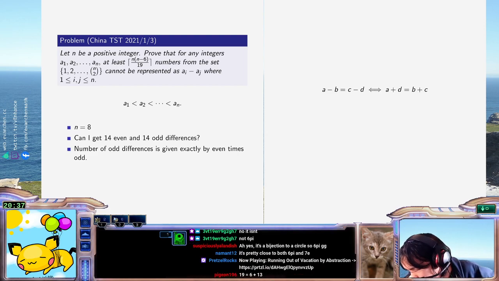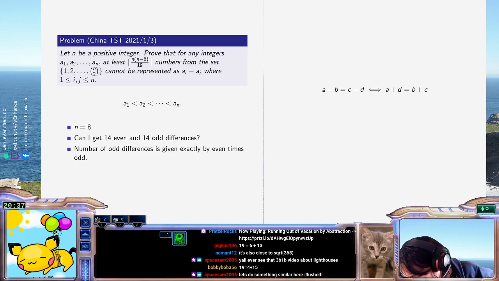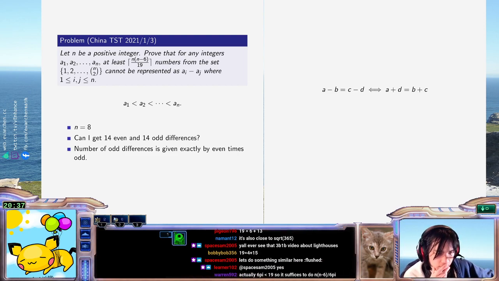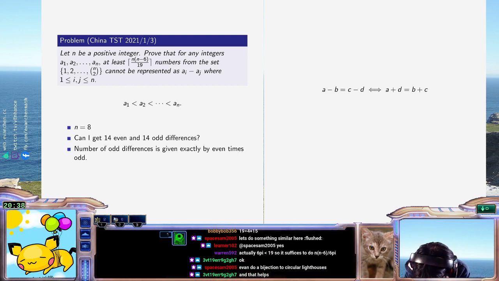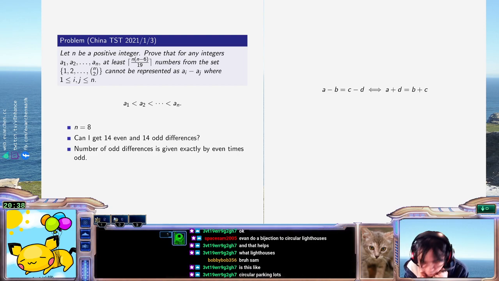N times n minus 6. Okay, what am I missing? Let's see. I'm just not able to think of shapes of solutions that will do. I should be trying more things right now, honestly. I'm just kind of staring at it.